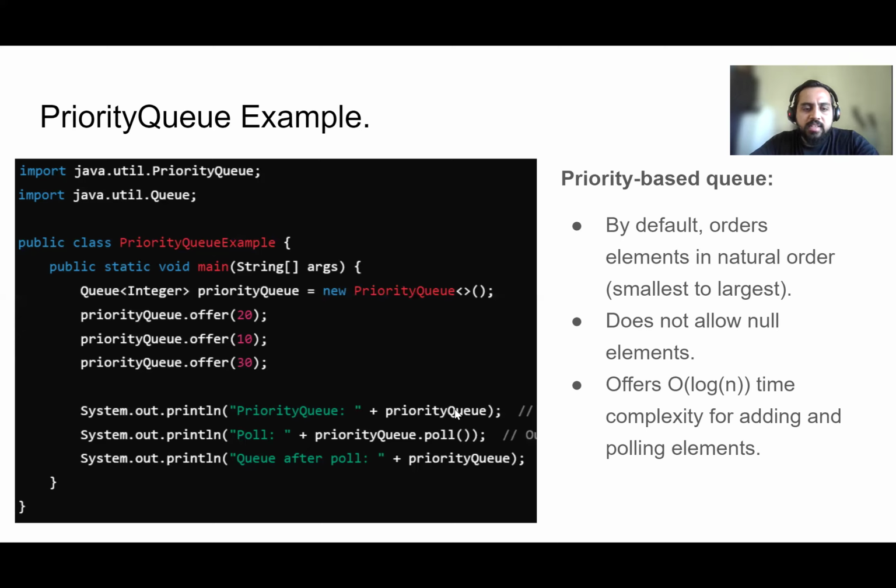So when you print this, you may get 10, 30, and 20. When you poll it, meaning when you take out the first element, you'll get a 10. Next time, if you print the elements, you'll get 20 and 30. The smallest element will be pushed to the first. By default, it will order elements in natural order, that is ascending order. It does not allow null elements. It offers log n time complexity for adding and polling elements.